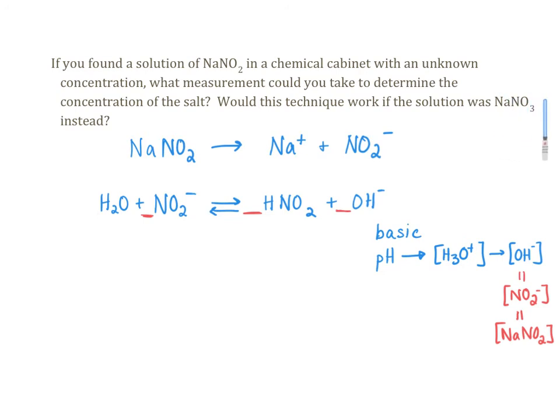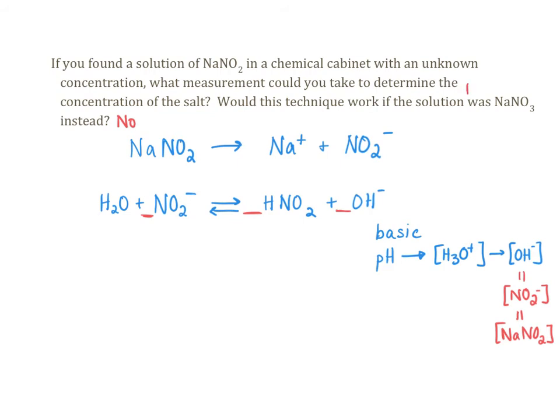However, it says, would this technique work if the solution was sodium nitrate? No, it would not, because neither the sodium nor the nitrate ion would have any interaction with the water molecules that would change the balance of hydronium and hydroxide. Therefore, no matter how much sodium nitrate you put in, the pH is going to stay neutral, and you could not use pH to determine the concentration.